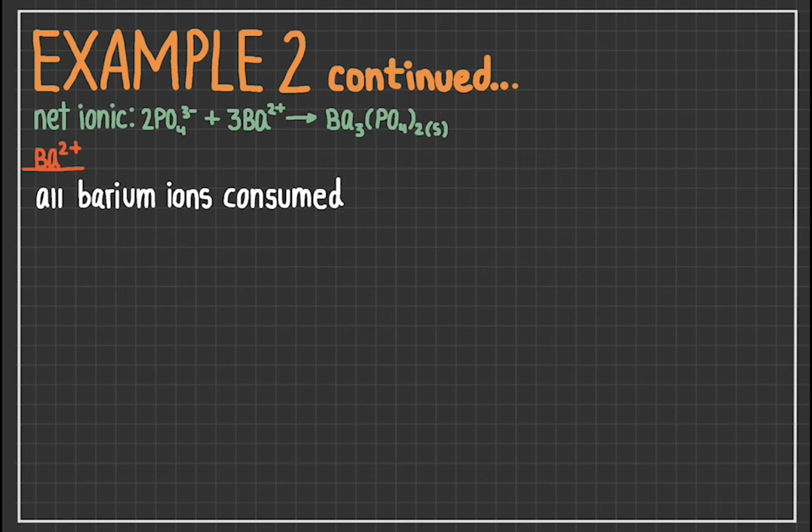This means all the barium ions will be consumed in the formation of the barium phosphate, so the molarity of the barium ions is 0. Now let's do the phosphate ion.